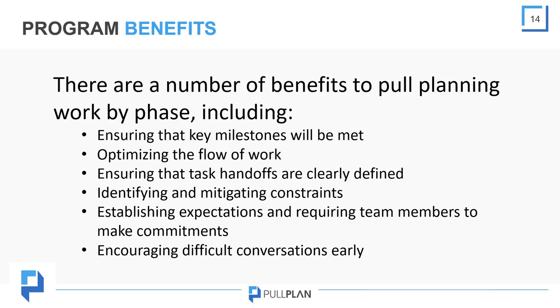We're also ensuring that task handoffs are clearly defined. One of the greatest causes of waste in a construction project is poorly defined handoff terms. What that means is that one task owner may finish their task with poor communication to the next task owner that that predecessor task has been completed. Or in some cases, there are delays or issues with the predecessor task that the successor task owner isn't aware of.